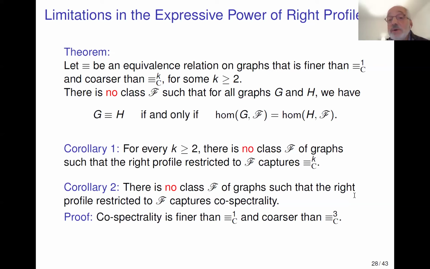It also gives you as a corollary that there is no class of graphs so that the right profile restricted to the class captures cospectrality, and the reason is that cospectrality is finer than C1 equivalence and coarser than C3 equivalence. So it's sandwiched between 1 and 3 in the counting logic. So you get it from the main result.